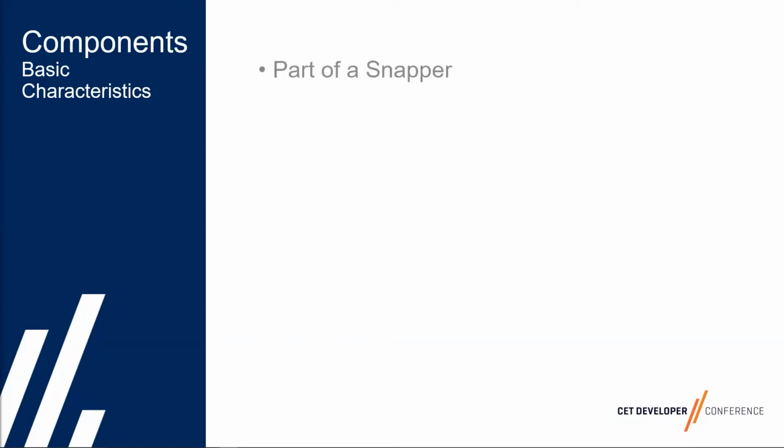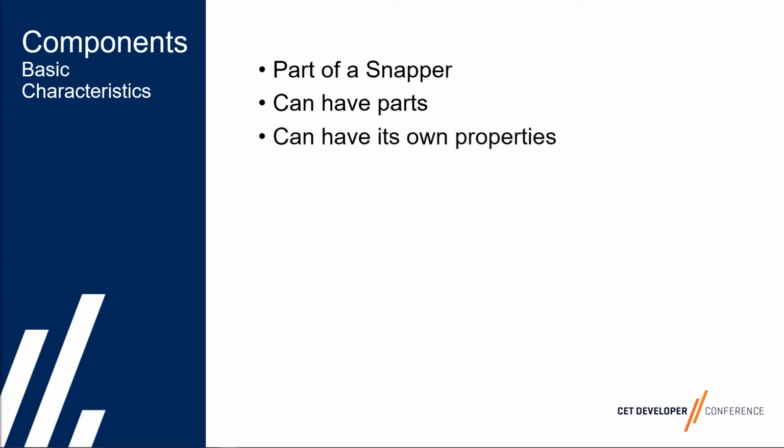So components are usually part of a snapper, and you can have a bunch of components in your snapper, and it might be a good way to compartmentalize subproducts of your snapper. You can have parts, so you can represent all the subparts of your product. A component can also have its own properties. So you can actually select a component and change the properties of the component.